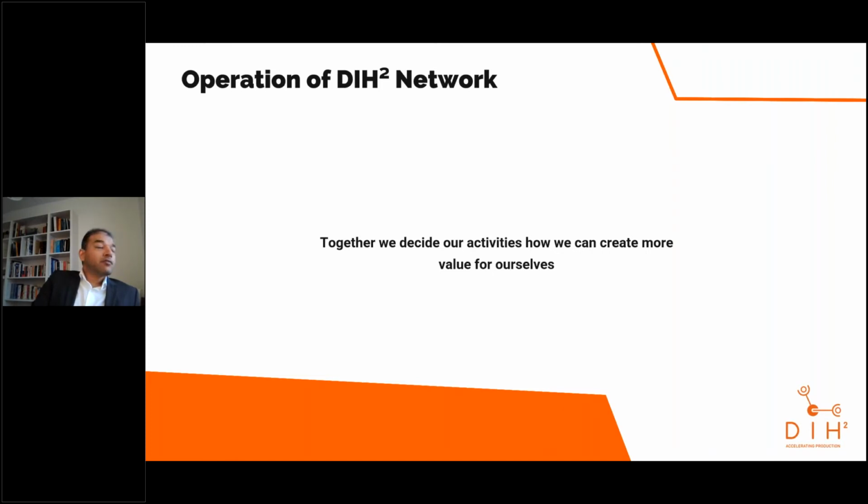The operational model of the network is that all of us have equal rights. All of us decide what we do. In the coming days, we will organize several of these kinds of events where we would like to ask your opinion on what you think we should do. Of course, we will offer some tools and would like to get your feedback on whether you found them useful or not very useful.